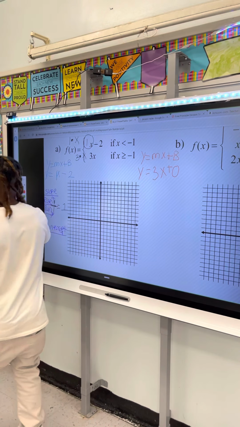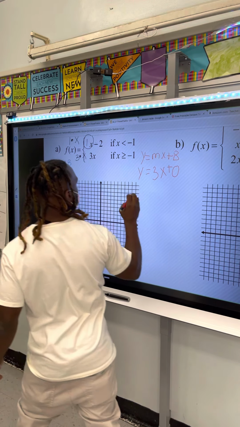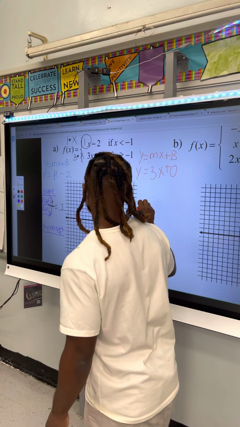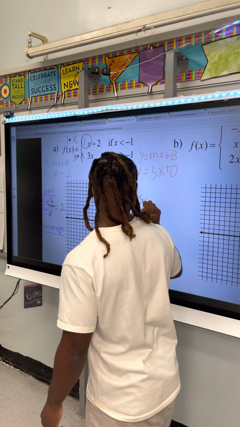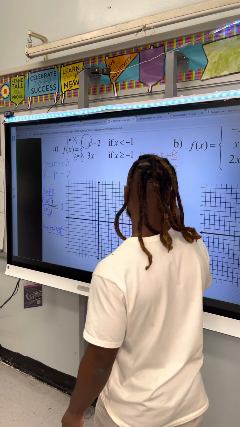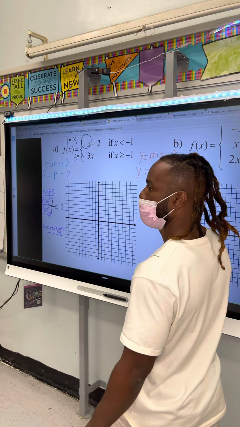So now let's do the slope for this over here. We're gonna do it here. Our slope here is 3, right? Our slope here is 3, right?